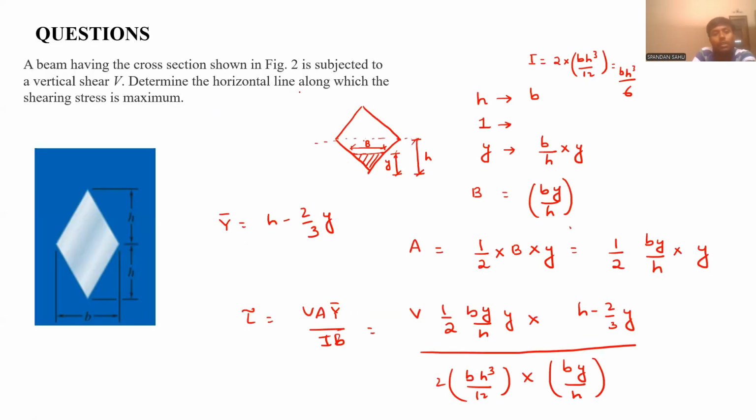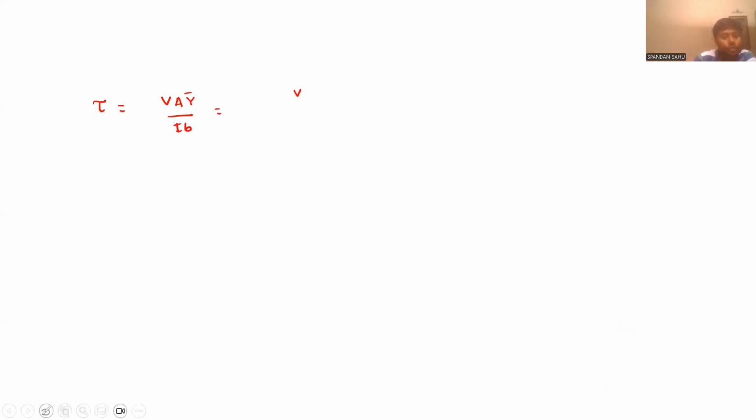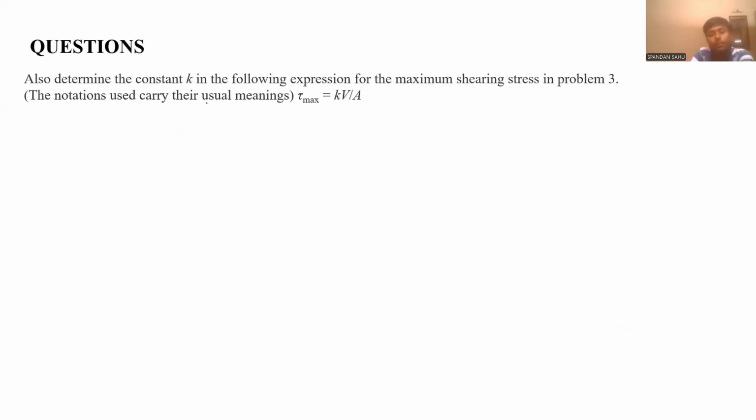So it is V A y bar upon I B. So V remains V, b y square upon 2h. So just simplify and give me the value of tau as a function of y.